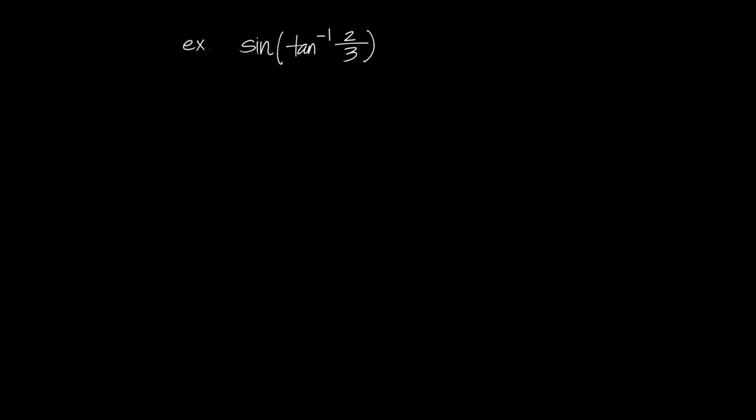Now we will do some examples dealing with the sine, cosine, or tangent of certain inverse trig functions. With these problems, we need to draw a triangle to represent the unknown angle. First, we start off with sine of inverse tan of 2/3. We want to think of inverse tan of 2/3 as an angle, so we'll call it theta for now. So this problem comes down to sine theta.